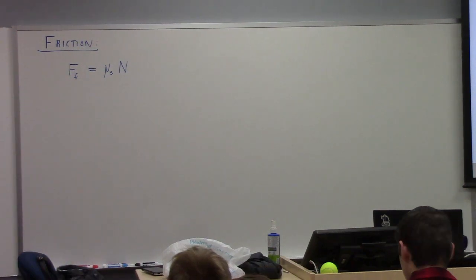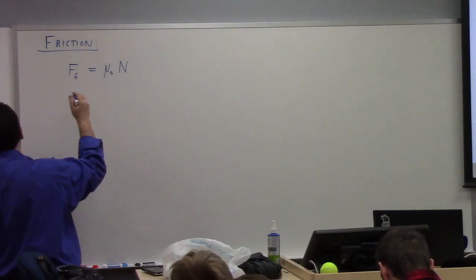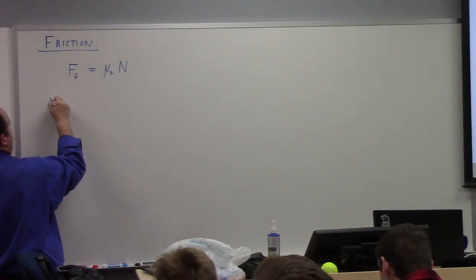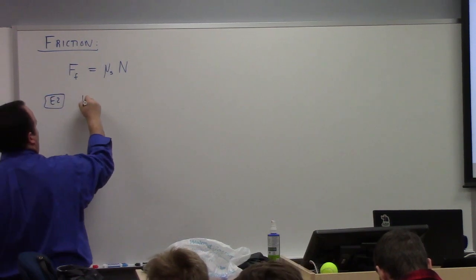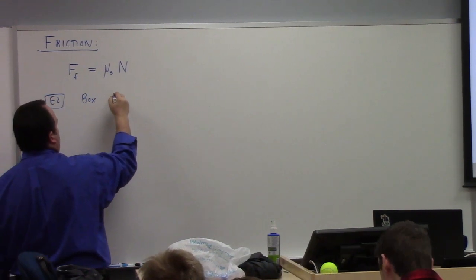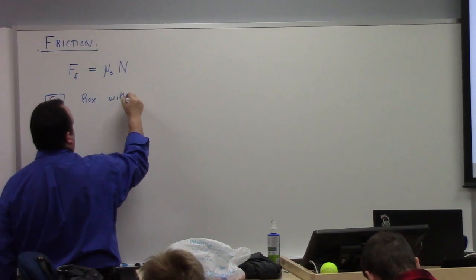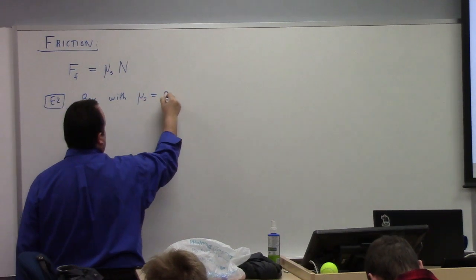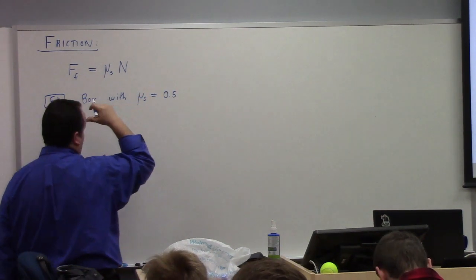So what's the normal force? Well, let me just try to explain this further. Example 2, I suppose. So you have a box with mu sub s equals 0.5, all right?